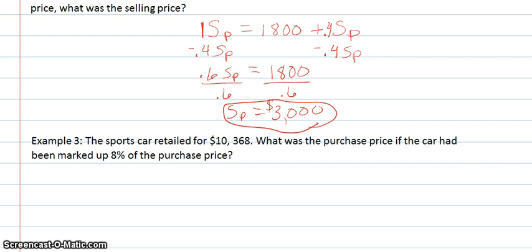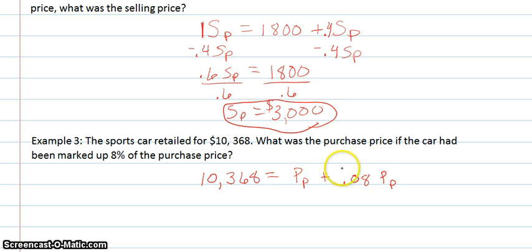Alright. Then in example 3, we have a sports car retailed for $10,368. What was the purchase price if the car had been marked up 8% of the purchase price? So this is very similar to that first problem. So our selling price was $10,368, and we're looking for the purchase price that was marked up 8%. So it's going to be 0.08 times the purchase price.